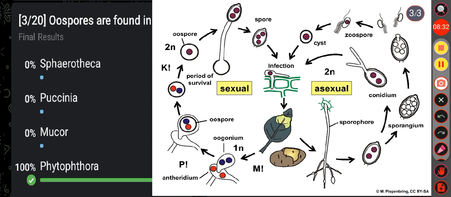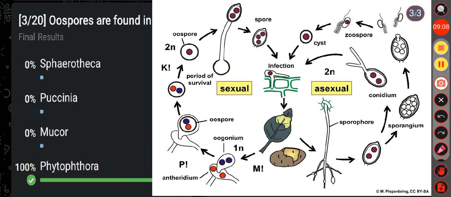Okay, so oospores are thick-walled sexual spores that are crucial for the survival and persistence of the Oomycetes fungi. So here the correct answer is option D.